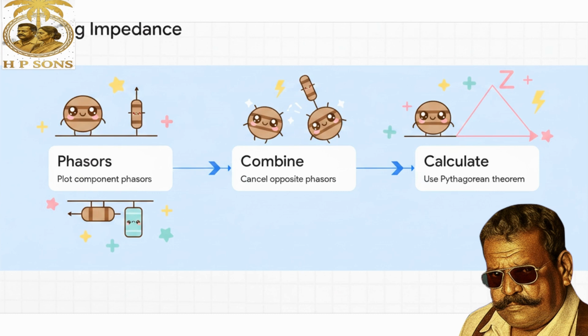Picture this. The resistor is on the horizontal axis. The inductor points straight up. The capacitor points straight down. Because the inductor and capacitor phasors are exactly 180 degrees opposite, they actively fight and cancel each other out. To find the final impedance, we take whatever is left over from that cancellation and use Pythagorean math with the resistor to calculate the final hypotenuse.